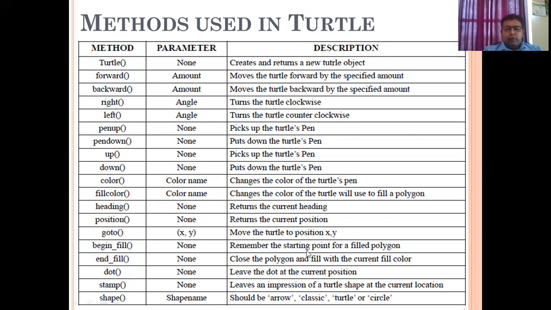Begin fill: it will remember the starting point for a filled polygon. End fill: it will close the polygon and fill it with the current fill color, right? Then dot: leave a dot at the current position.